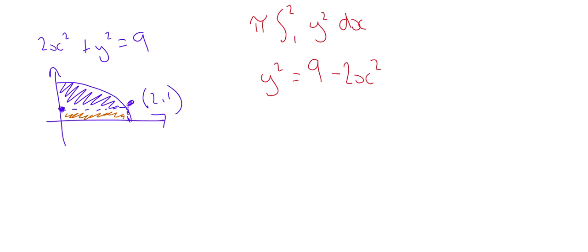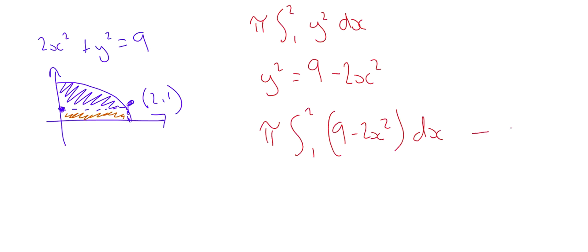So what we're going to do is integrate between 2 and 1 with 9 minus 2x squared with respect to x. And we don't need to square this like we did before because y is already squared. All right, so now we need to do what we normally do. But I also need to subtract, right? So let's worry about that at the end. We're going to subtract the cylinder. It's not that bad. So what do I do first? I need to integrate first. So what do I do?